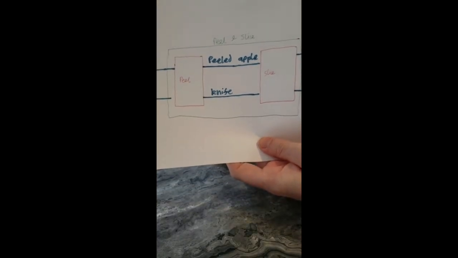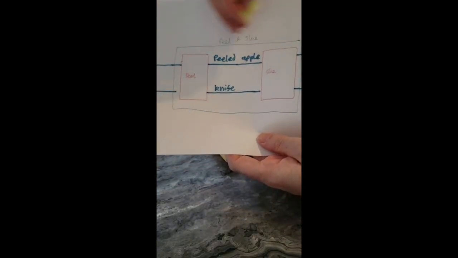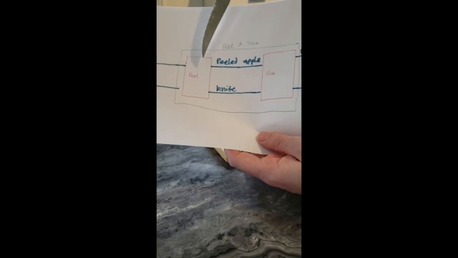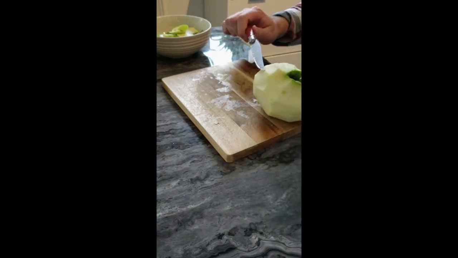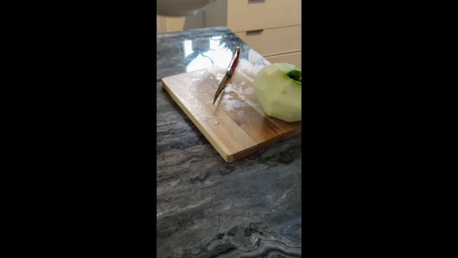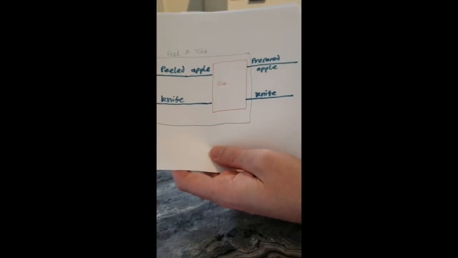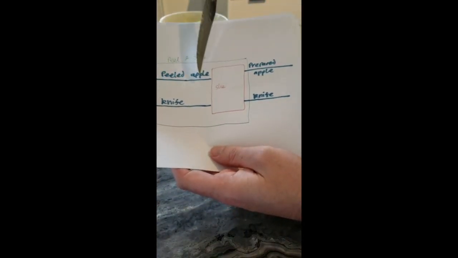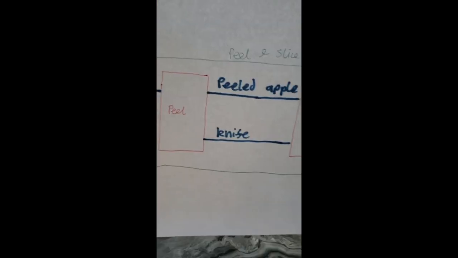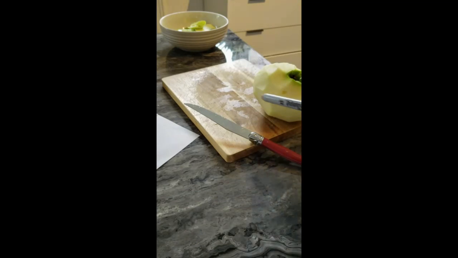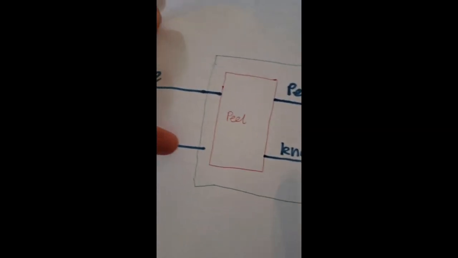Now, another thing that I didn't represent in this picture here is that we actually get another output when we do this peeling. In addition to getting the knife and the peeled apple, we also of course get the apple peel. And so if we're really being precise, that would be another output of this function. And so now we've got our peeled apple. There it is. And we've got our knife.